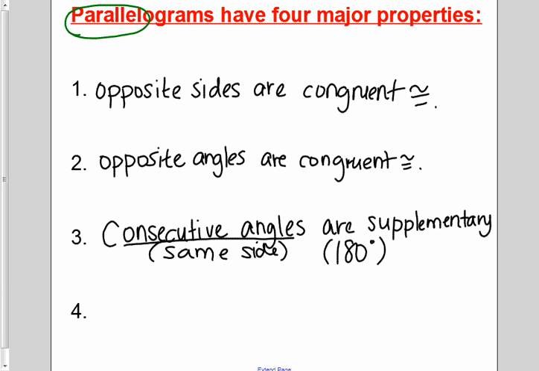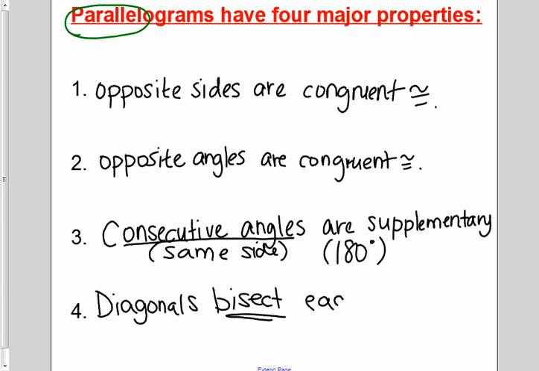And then we have the fourth property, which mentions that diagonals bisect each other. You remember this word? So remember, the word bisect means it's broken down into two equal parts. So knowing these four main properties, we're going to be able to solve a couple of problems that have to do with parallelograms.